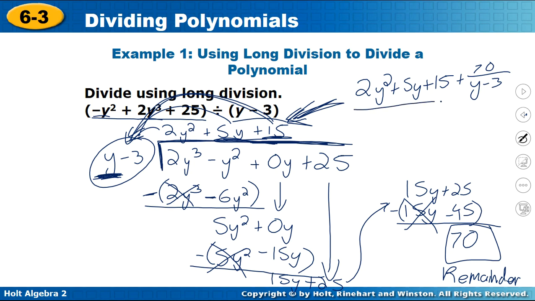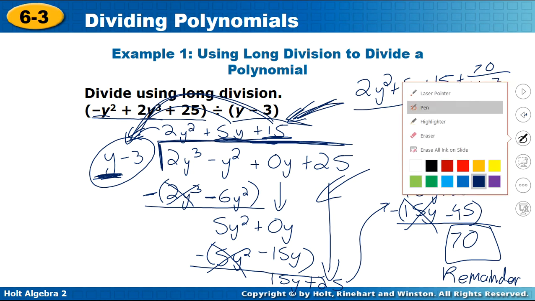So this first part of our answer is built from this whole process of how many times does y go into 2y to the third, how many times does y go into 5y squared, how many times does y go into 15y. That's typical, but then we get a remainder, and that remainder gets tacked on at the end because it's a remainder. But it goes over the y minus 3 since, again, remainders are there because they don't go into it evenly. So there's your final answer.